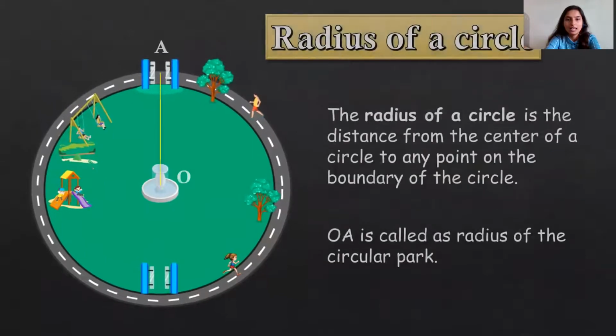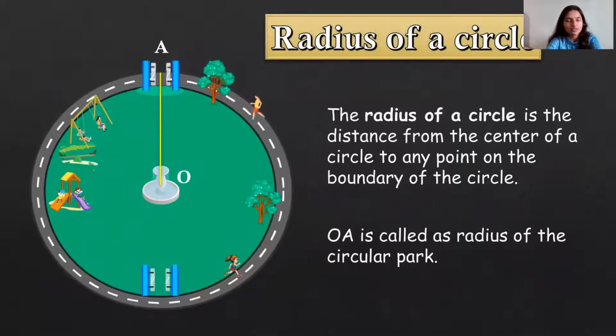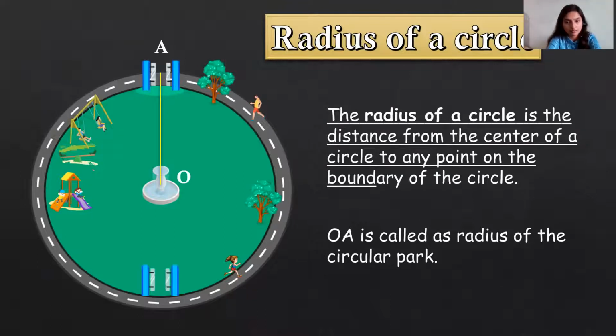So now let's see what is a radius of the circle. Now as we know that the fountain is exactly at the center of the circle, so let O denotes the center of the circle. So the distance from the fountain to the entrance gate can be referred as radius of the circle. So we can say the radius of a circle is the distance from the center of a circle to any point on the boundary of the circle. Here, OA is the radius of the circular park.